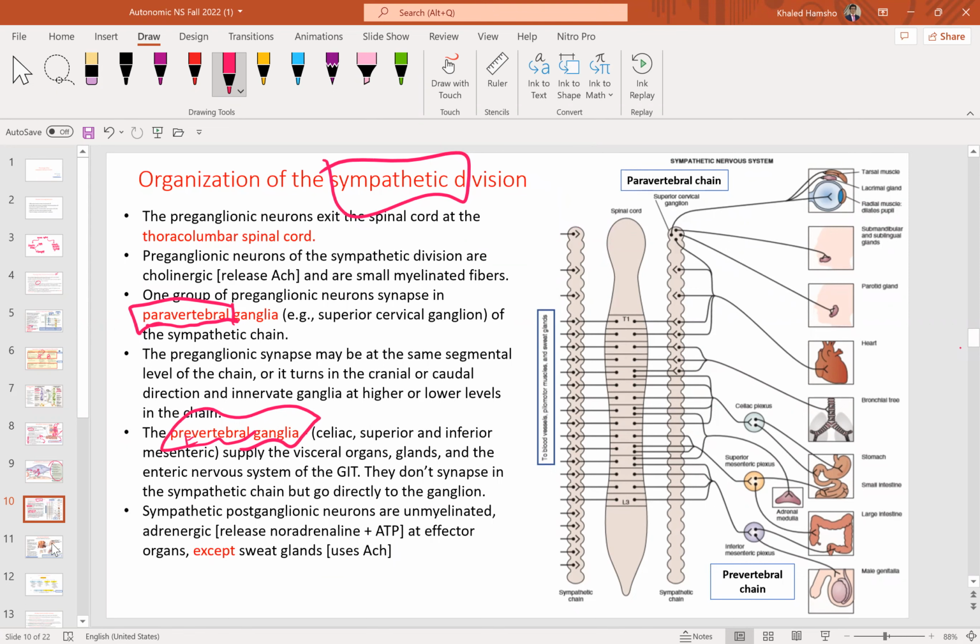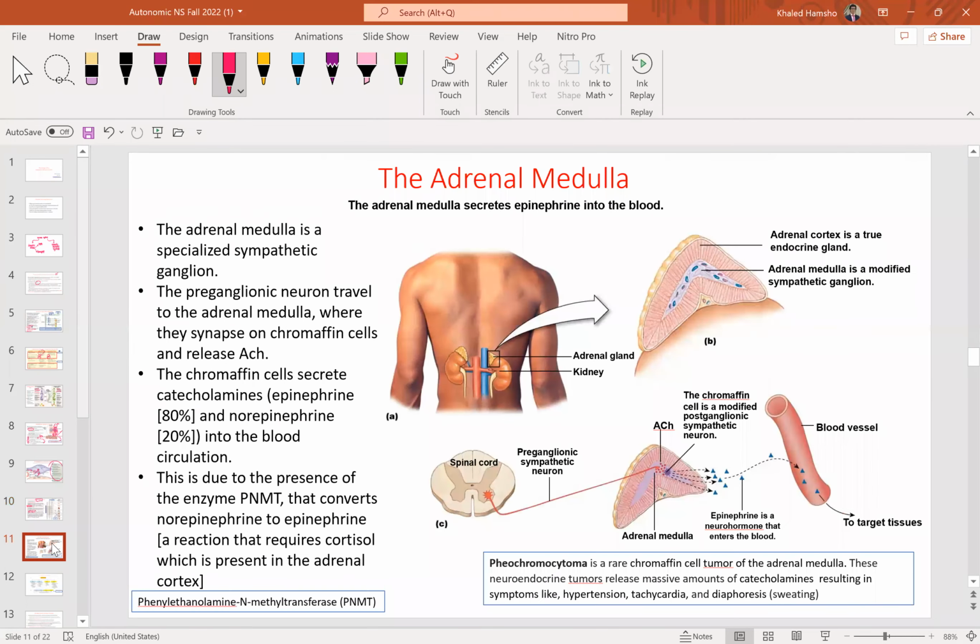Okay, I'll point out the mistake in just a second. It's on the parasympathetic portion. This is the adrenal medulla.